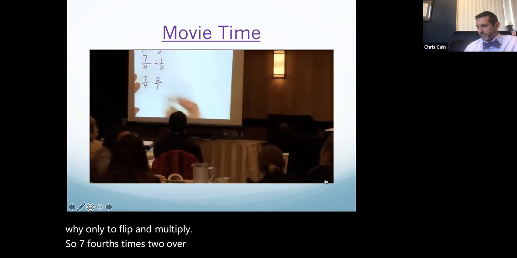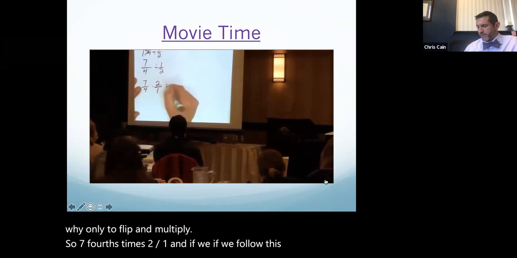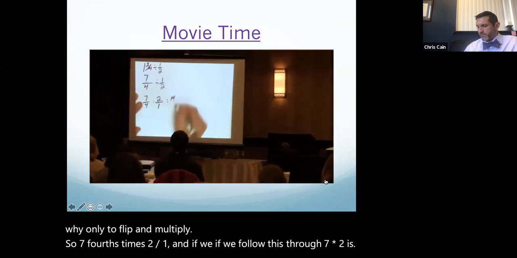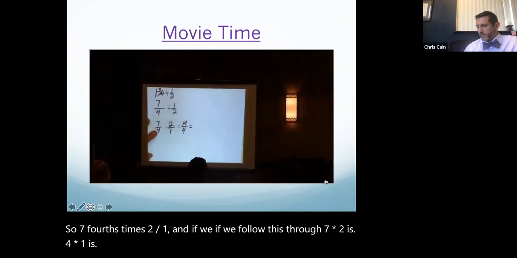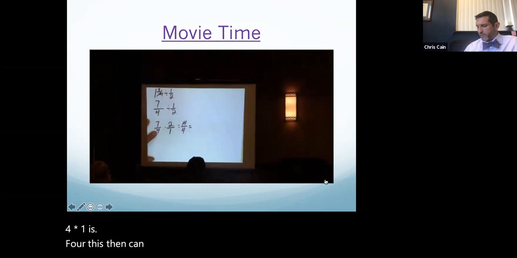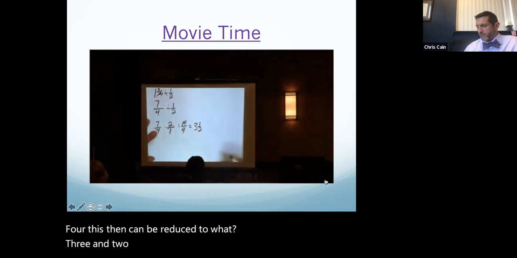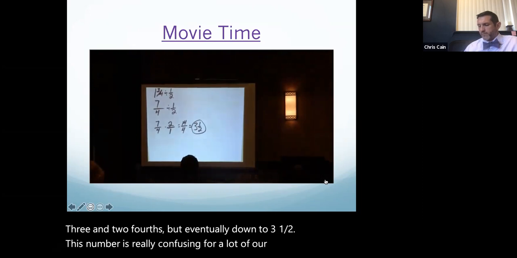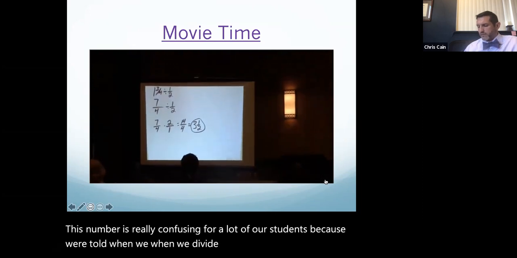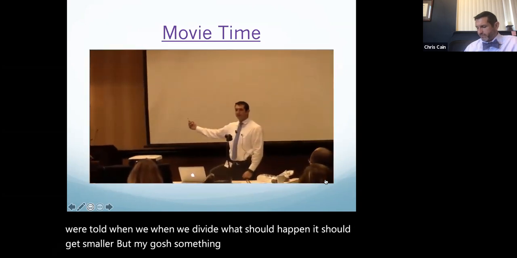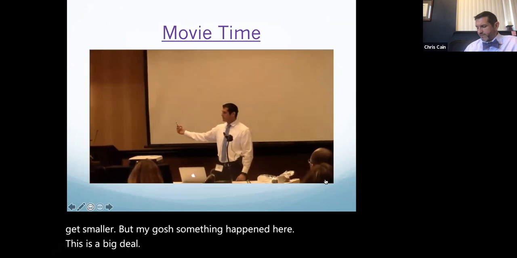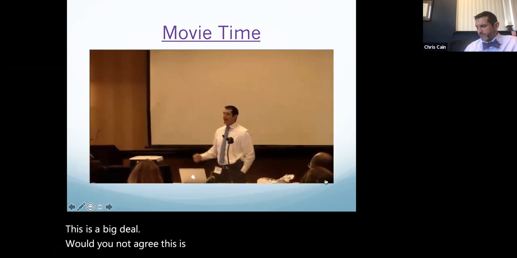And if we follow this through, 7 times 2 is 14. 4 times 1 is 4. This then can be reduced to what? 3 2/4, but eventually down to 3 1/2. This number is really confusing for a lot of our students because we're told when we divide, what should happen? It should get smaller. But oh my gosh, something happened here. This is a big deal. Would you not agree? This is a huge deal. So I have 3 1/2.